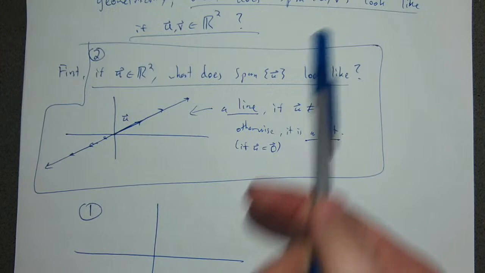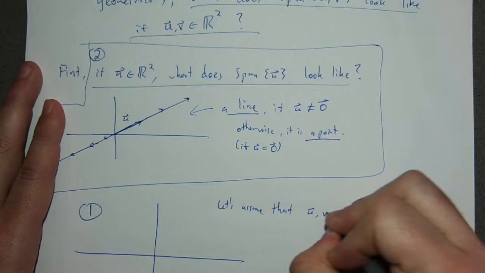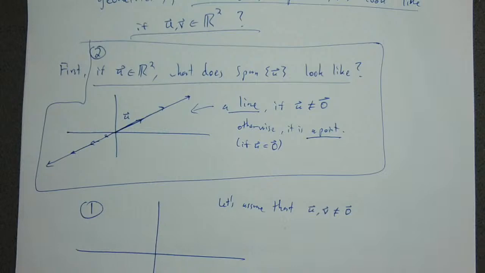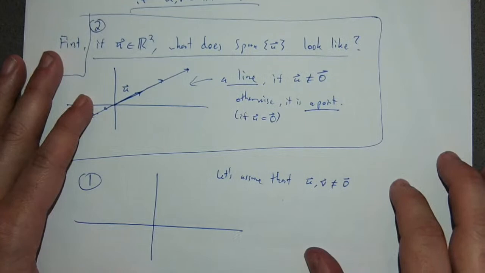So let's first assume that neither of these are the zero vector. Okay, just go ahead and assume that. That at least gets us out of this stupid thing, because if both of them are the zero vector, then we still just get a point. But that's a little bit stupid, so we'll throw that aside. Okay, but is it always the full plane? No, of course not, right?